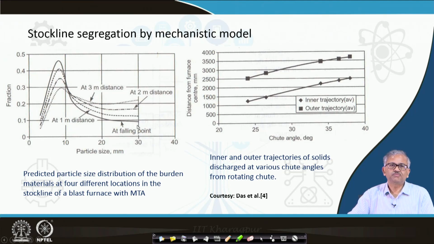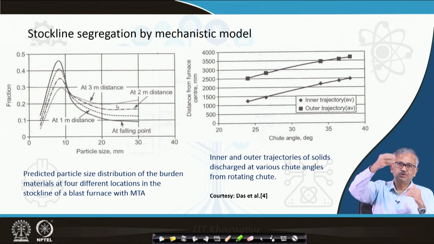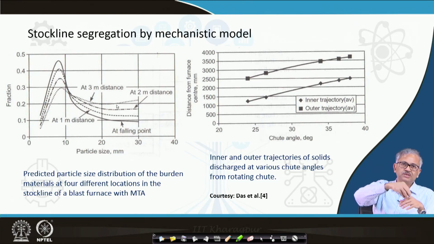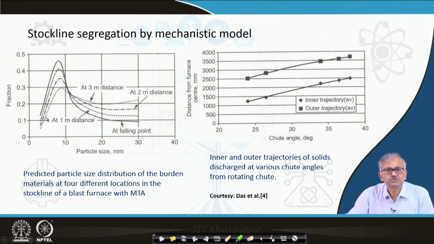One is at the point of impact, and they have calculated this with the MTA, basically the movable throat armor, if used, when the particles are coming from the top bell and hitting a certain location. So at the point of fall, the size distribution is like this, given by the dark line. You can find that the fines are there. Most of the fines accumulate at the wall, and then the particle size is decreasing.